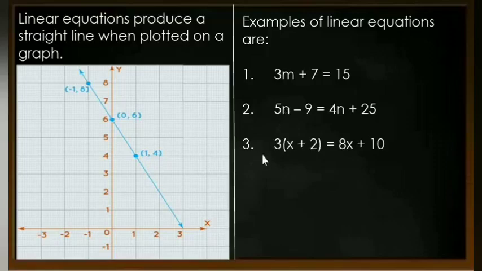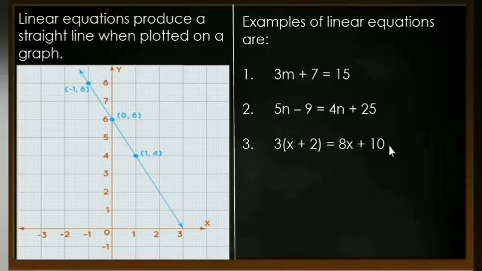Similarly, in this example 3, the variable in this case is x on the left-hand side of the equation and x on the right-hand side of the equation. The highest power of the variable is 1, both on the left-hand side and on the right-hand side. So this is a linear equation for sure.